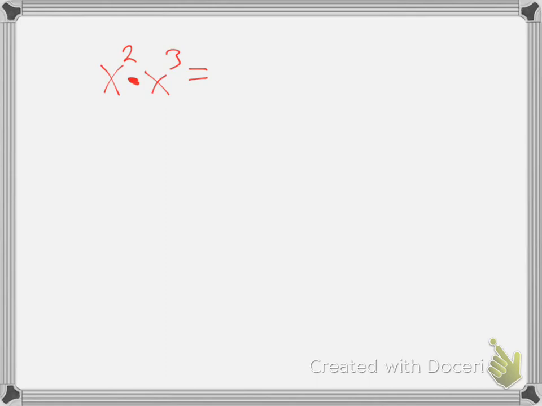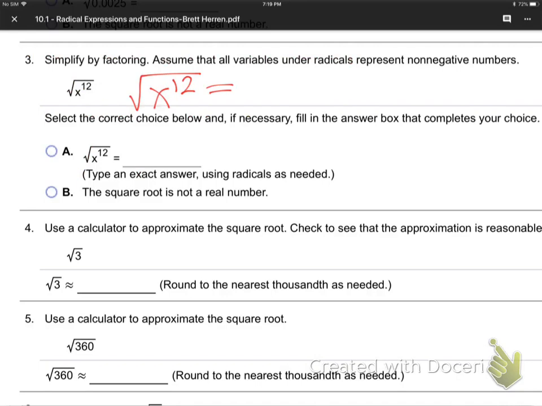X to the 5th. Yeah, remember the powers add? Do you remember that? Because x squared means 2 x's, doesn't it? Isn't that what a little 2 means in the upper right-hand corner? And x cubed means 3 x's. So altogether we have 5 of them. Exactly. So this answer is going to be x to the 6th.